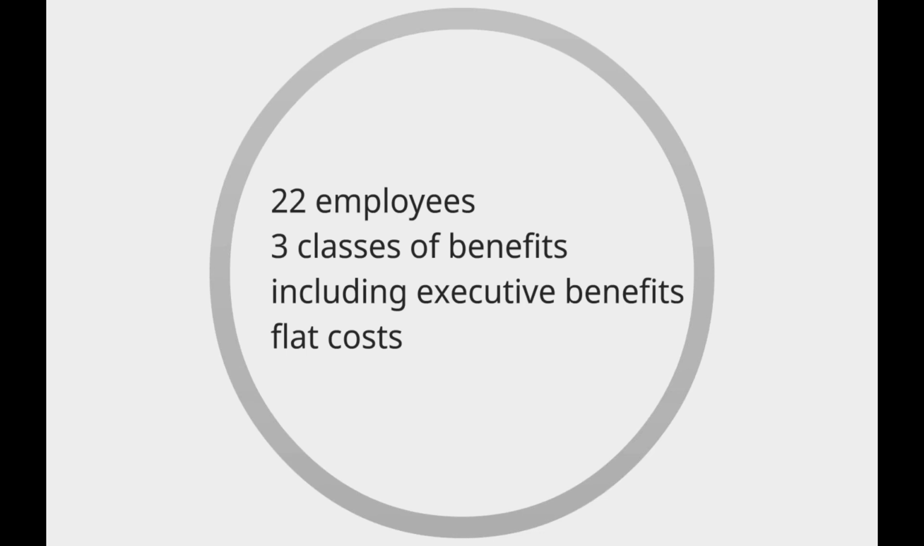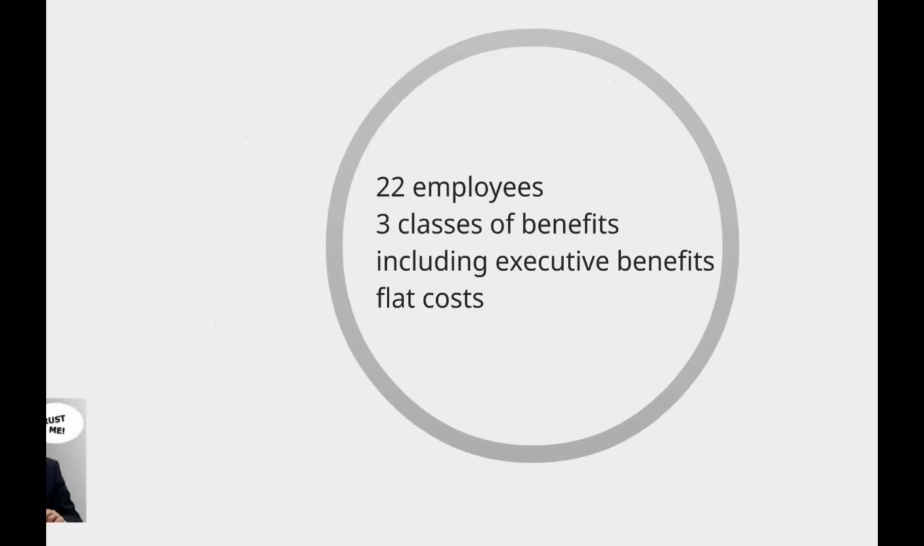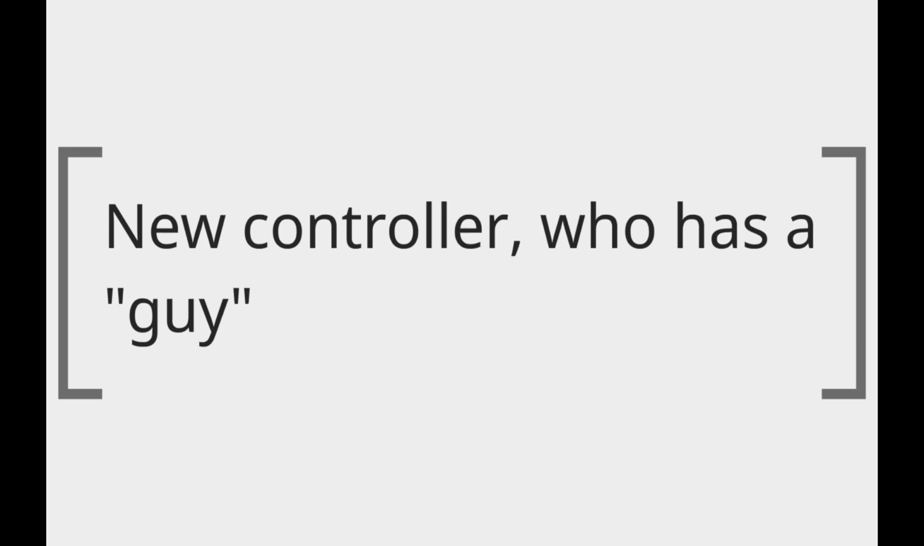They've got those 3 classes of benefits, but the key thing is the executive benefits, the 100% benefit plan for the owner of the business, something that is not easily replaceable on the street. So that's important to know. 3 classes: they had an employee class, a management class, and the executive class. And they've had, again, relatively flat costs. But there's a new employee in there, and that employee is a controller, and the controller has a guy.